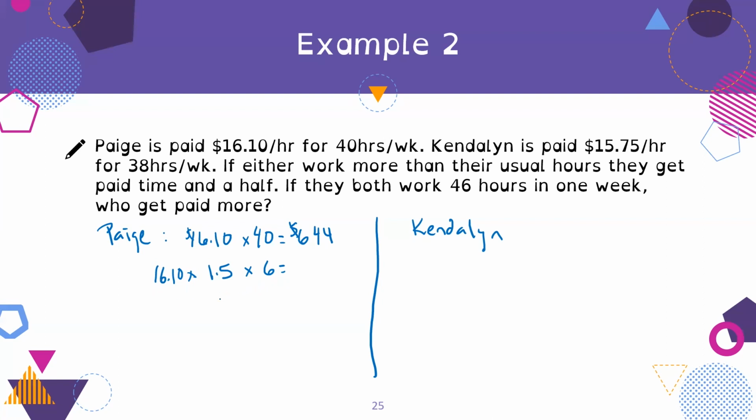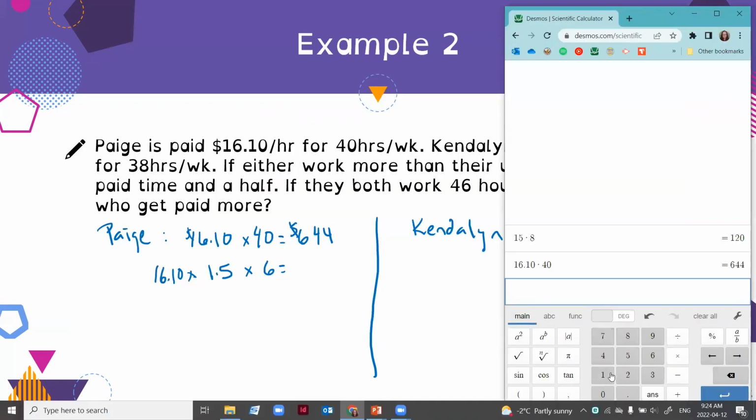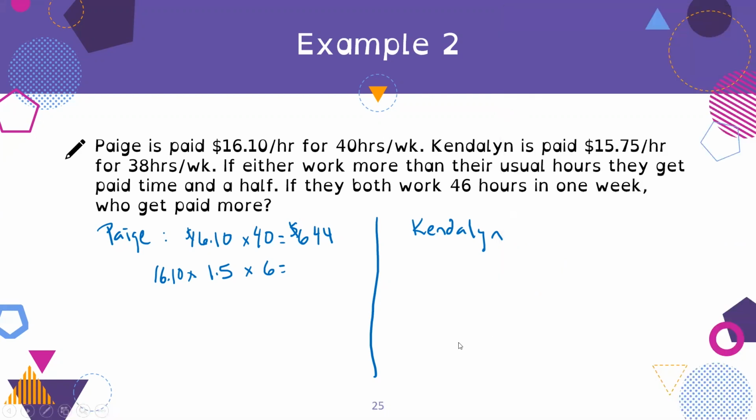So I'm going to do it all in 1 step for Paige, and then I'll do it in 2 steps for Kendallin. So you do $16.10 times 1.5 to figure out their overtime rate. And then you do that times 6 to figure out how much they made in those extra 6 hours. So that's $144.90. So for the overtime work, they get $144.90.